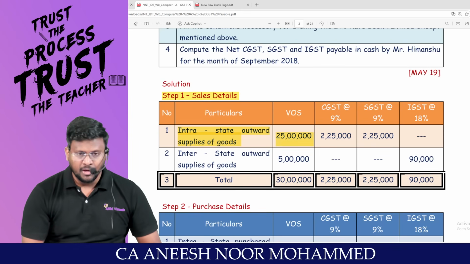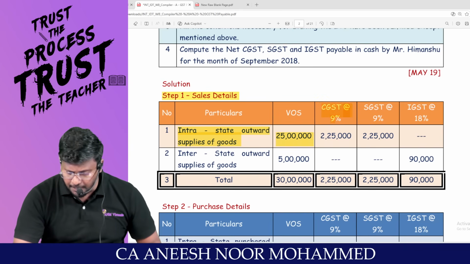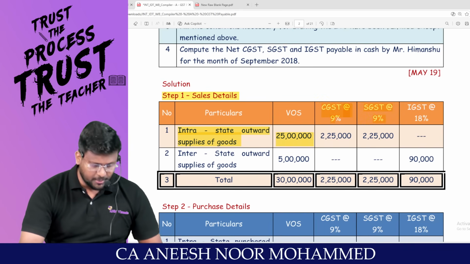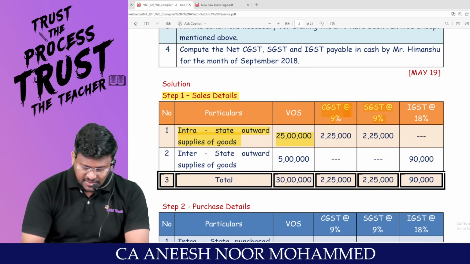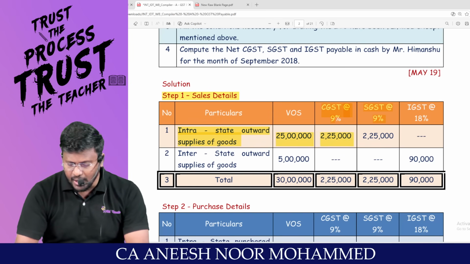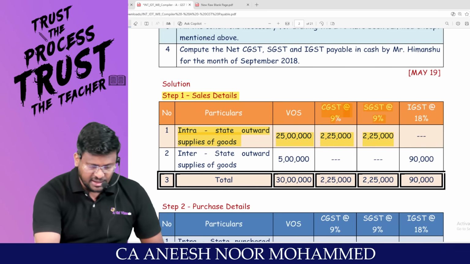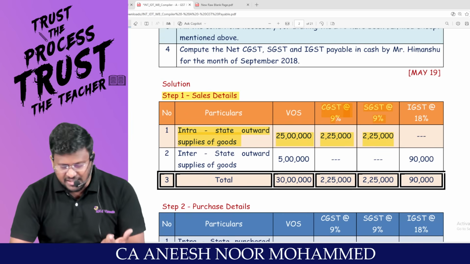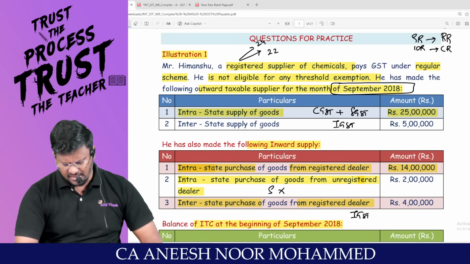25 lakh. For this 25 lakh, what tax should be collected? CGST at 9% and SGST at 9%. Everyone take your calculator and feel the number. 25 lakhs into 9% comes to 2,25,000 CGST and 2,25,000 SGST. Since the supply is an intra-state supply, no IGST will be collected.